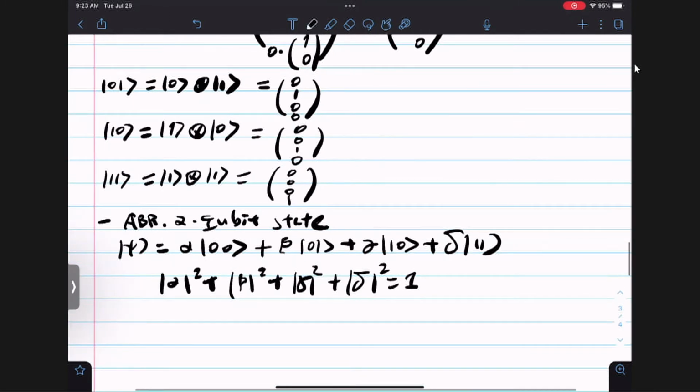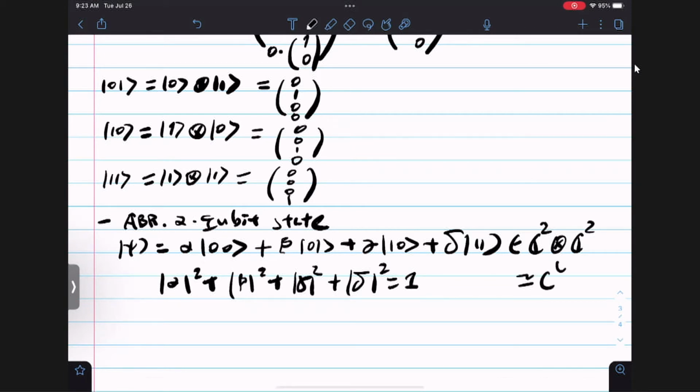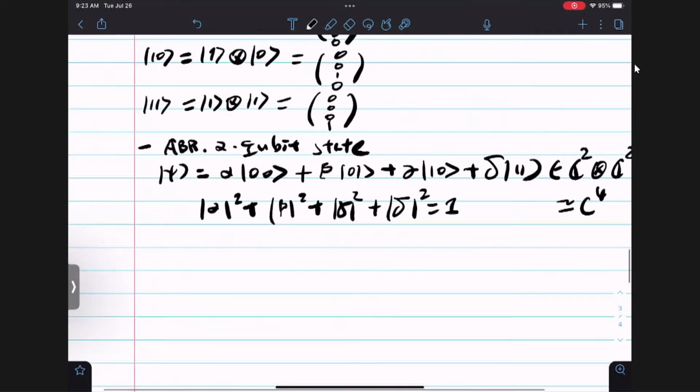Okay. And the space for these 2 qubits will be the 2-dimensional complex space tensor with C^2. That's isomorphic to C^4. So the dimension grows to 4. Okay, and we can generalize from here to arbitrary n-qubit states.